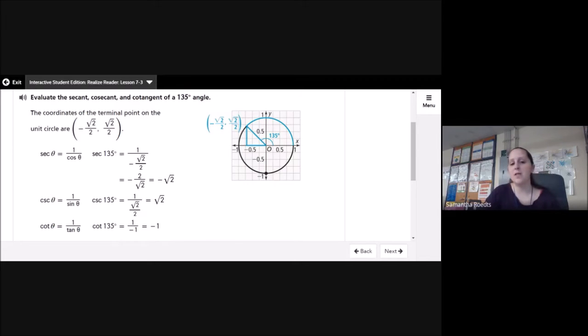So I multiply both of these by the square root of 2 over 2, which gives me negative square root of 2 over 2. I had that 2 up front, so they canceled. So I was left with negative square root of 2.